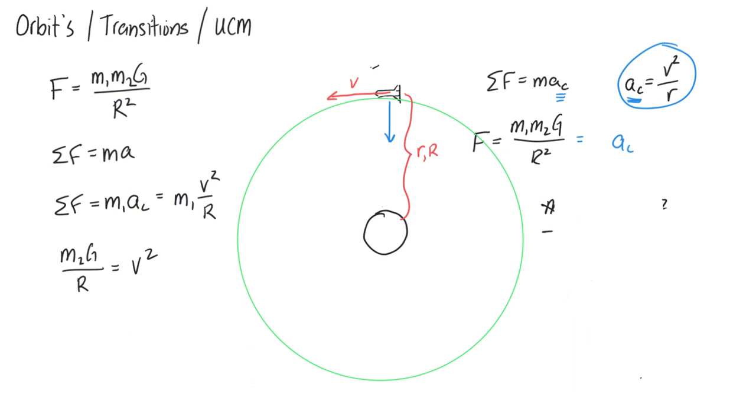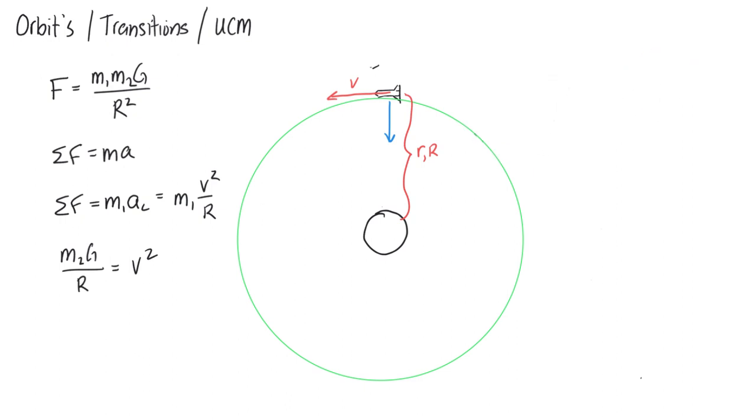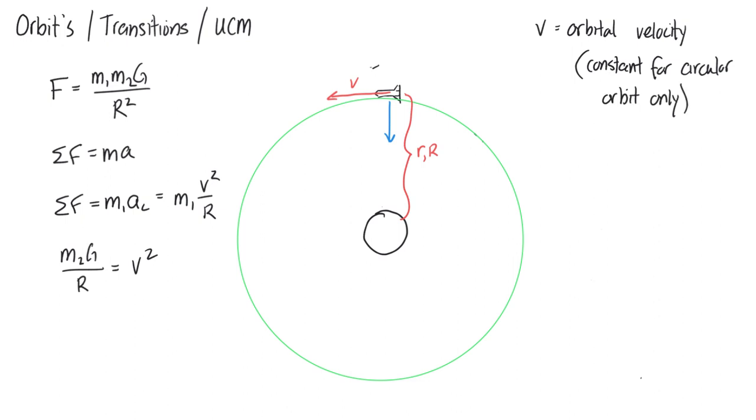Now, at the same time, there are other parameters that we often use to describe orbits. I can think of three orbital parameters. First, there's your orbital velocity. This is constant for a circular orbit only. For any other orbit, it's not going to be constant. It's going to change all the time.